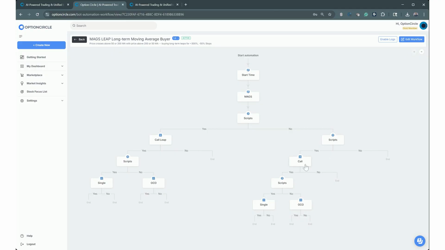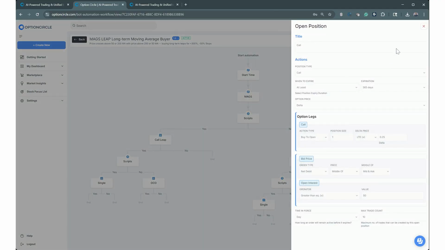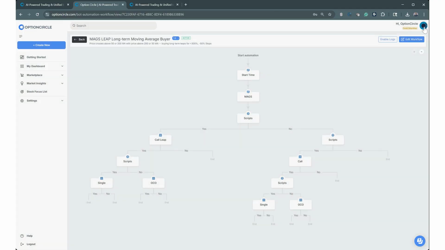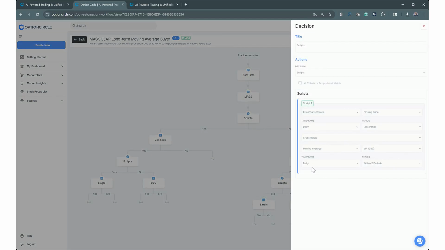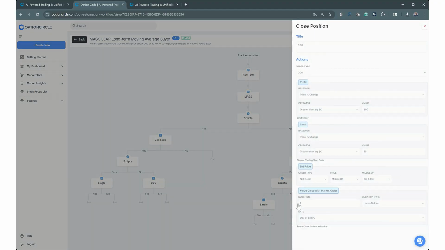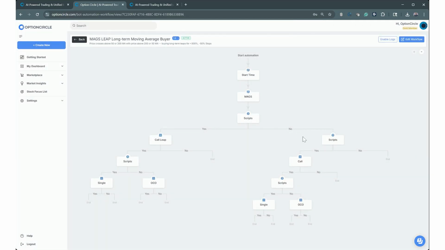As you can see, go down here, call leap 365 days, 25 delta between the mid and the ask. And the same script to close it, crossing below that 200-day moving average. And that would be immediate. And then one cancels the other for 300% or a 50% loss. So that is the Magnificent 7 Leap long-term moving average buyer.